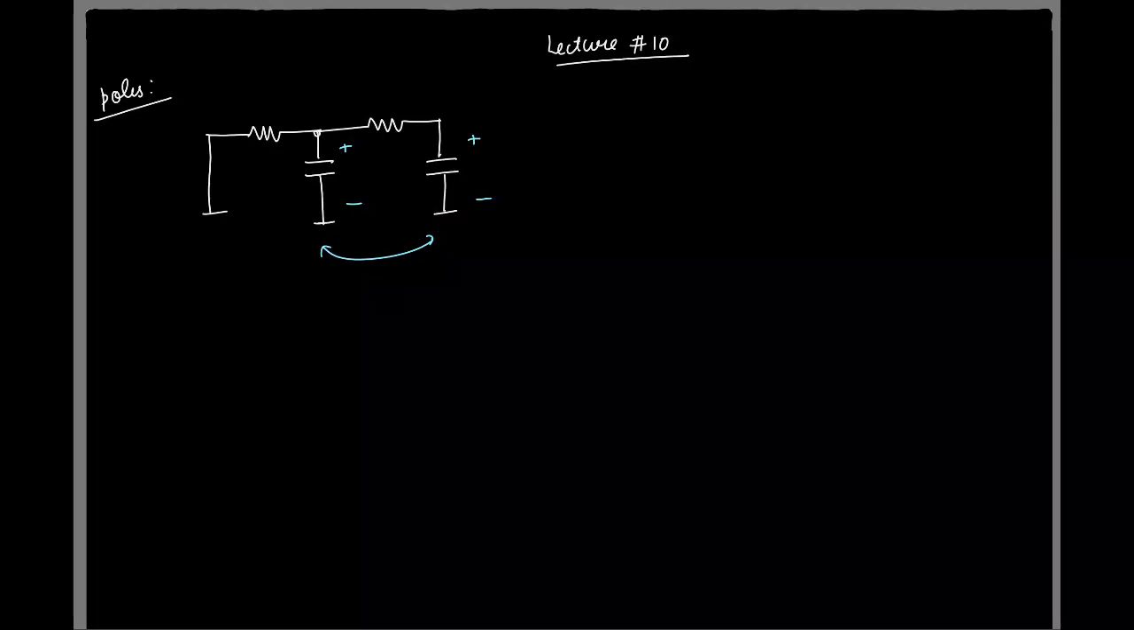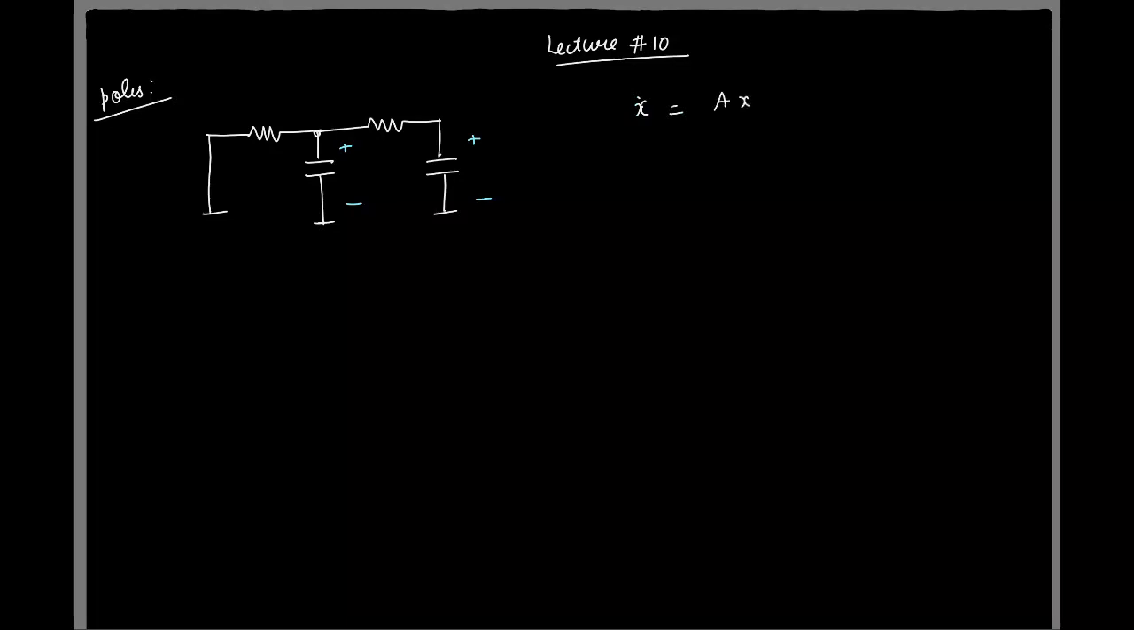So it doesn't depend on where you apply the input or what is defined as the output. And I'm sure you must have taken some controls course, right? There you might have seen the state space representation, x dot equals Ax plus Bu, where x is a vector of the state variables. In this case, it is just the capacitor voltages. Similarly, you can define a vector y, which is the output. Here u is the input and y is the output, right?